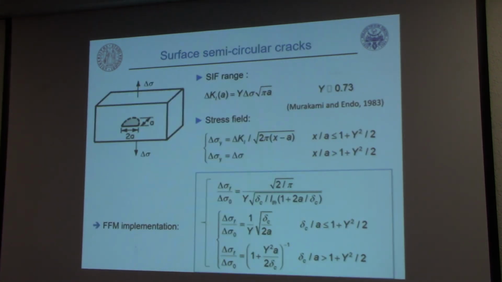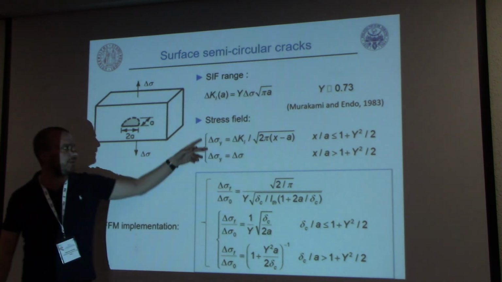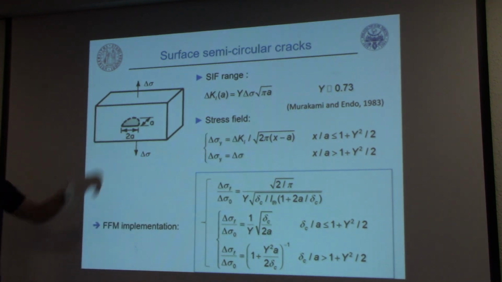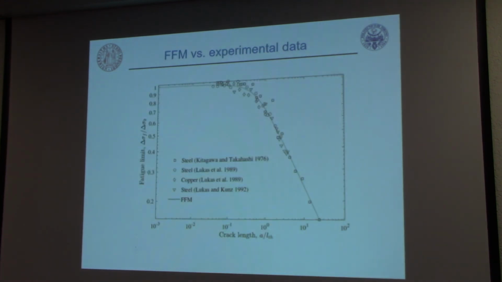And finally, what I want to show you is that we have considered also surface semicircular cracks. In this case, again, the stress intensity factor range can be found tabulated in the literature. For the stress field, I consider this, which is a piecewise function. And again, we can substitute these two expressions into the finite fracture mechanics system. Everything can be performed in a semi-analytical way, so quite easy. And this is the comparison with the experimental results. In this case, I would say quite perfect.